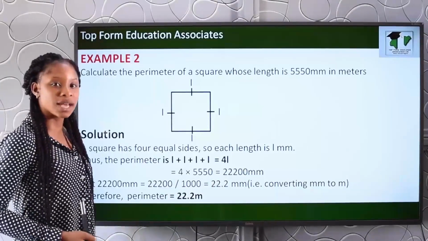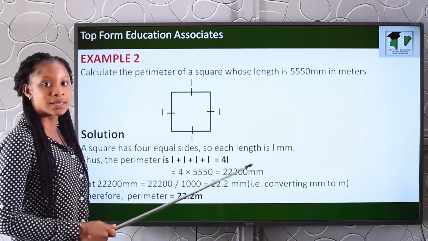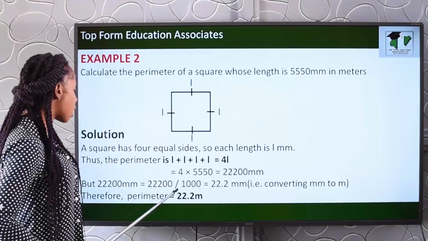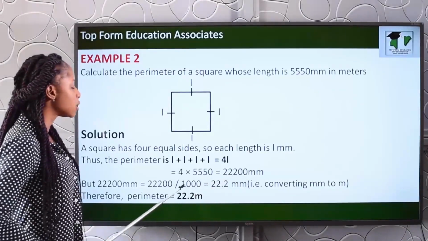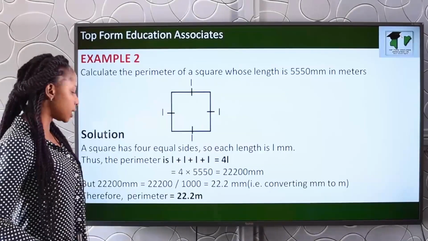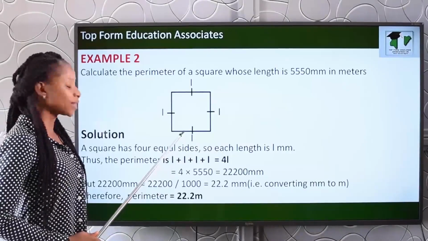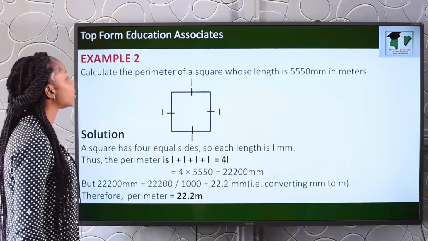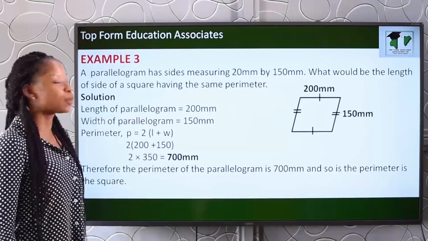Now, let's not forget that we're asked to leave our answer in meters. In converting to meters, we divide by 1,000. So we divide this answer we've gotten here by 1,000, and our answer is 22.2 meters. So the perimeter of this square is 22.2 meters. I hope you understand. Now let's look at another example.